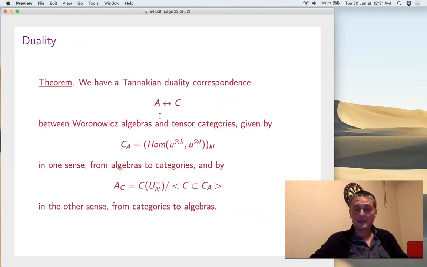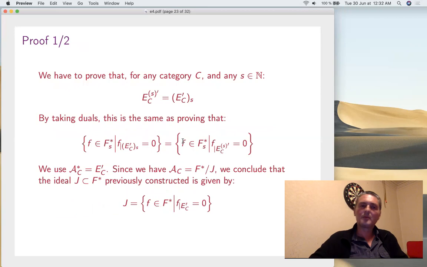So finally, we're ready to prove our results. So we have the Tannakian correspondence given by this thing here. I mean, you just take the tensor category in one sense. In the other sense, by assuming that the category is really inside the intertwiners. So how to prove this?